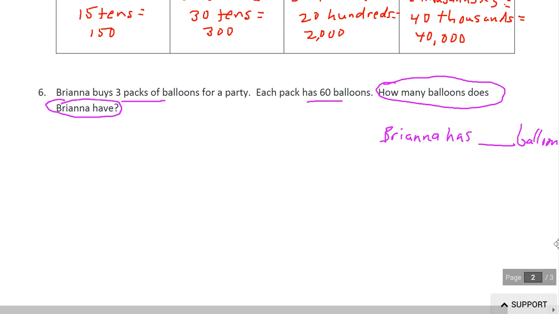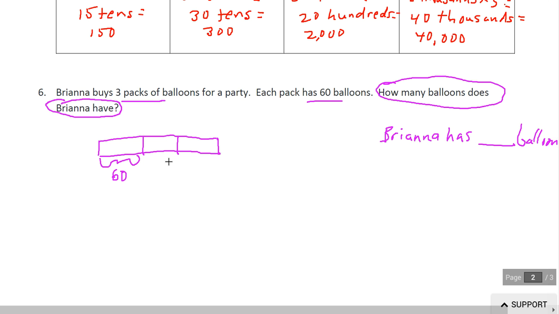All right, so how many balloons does she have? Let's figure out what that's going to look like. That's going to look like a tape diagram. On that tape diagram, she has 3 packs of balloons, so let's make this into 3, and each one has 60. And there's 3 of them.